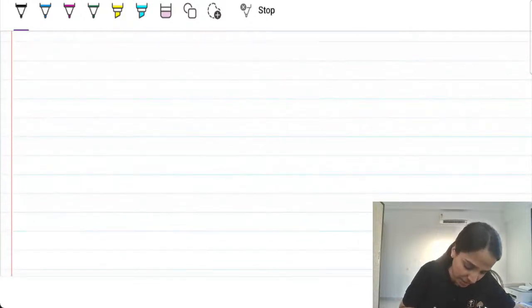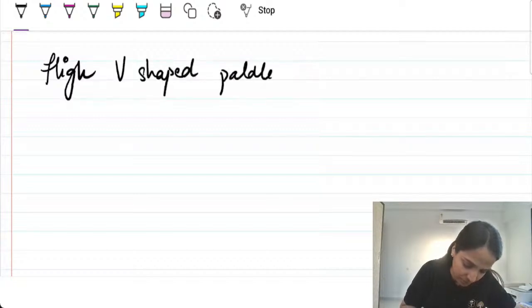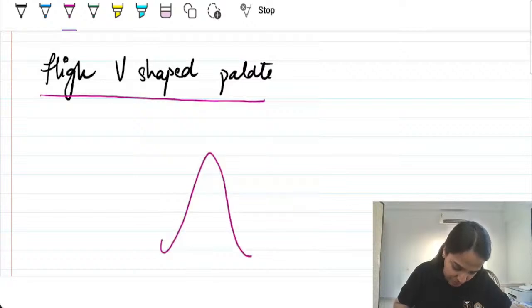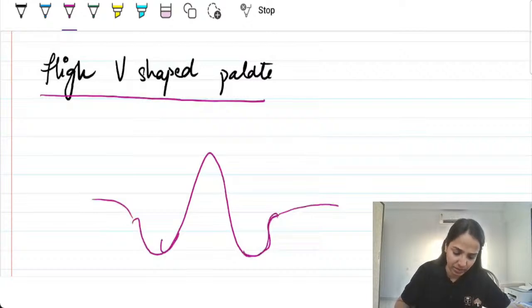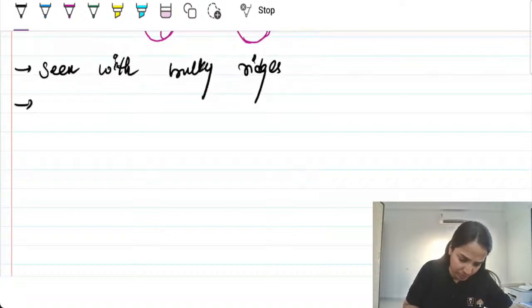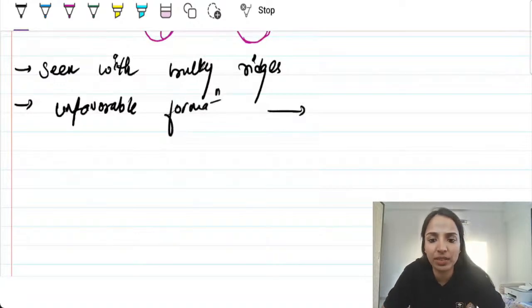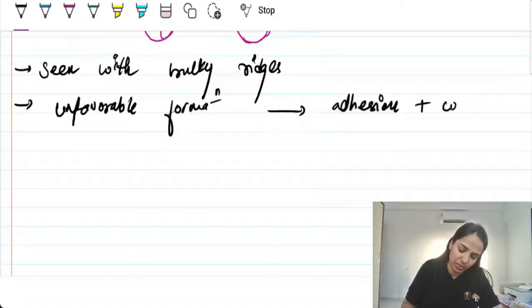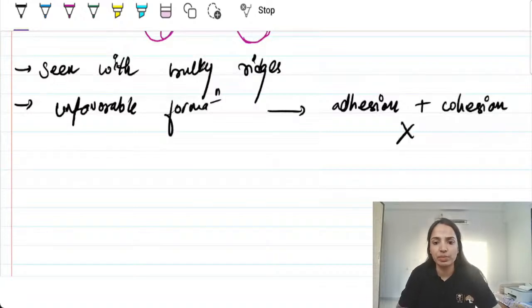Now, let us consider a high V-shaped palate and associated bulky ridges. A high V-shaped palate would look somewhat like this, and generally it is associated with bulky ridges. When you have excessively bulky ridges, you might be able to see something like that. So, it is definitely an unfavorable formation. Why is it unfavorable? Because you don't have the forces of adhesion and cohesion at right angles to the surface. So, adhesion plus cohesion, they cannot be applied. So, retention over here becomes poor.